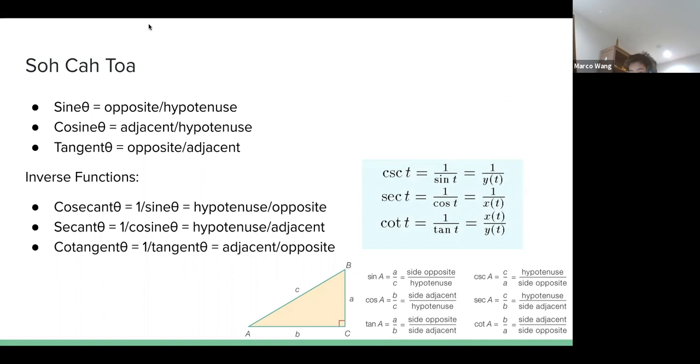For the inverse functions, cosecant is equal to 1 over sine, which is also equal to hypotenuse over opposite, basically the sine reversed. Secant, the inverse of cosine, is hypotenuse over adjacent, and cotangent, the inverse of tangent, is equal to adjacent over opposite.